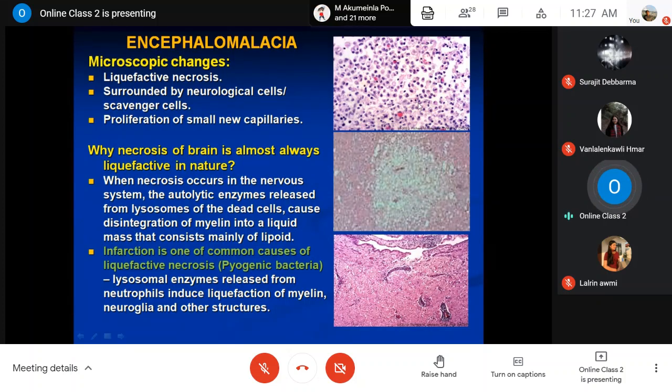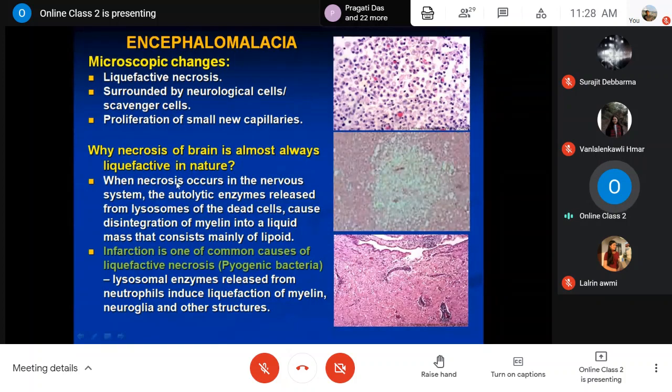And this area, the necrosis area, used to be surrounded by many neuroglial and neurological cells like scavenger cells. I mean those inflammatory cells like macroglial cells, oligodendroglial cells, and all this, right? And there may be proliferation of new capillaries, newly formed blood vessels, small capillaries.